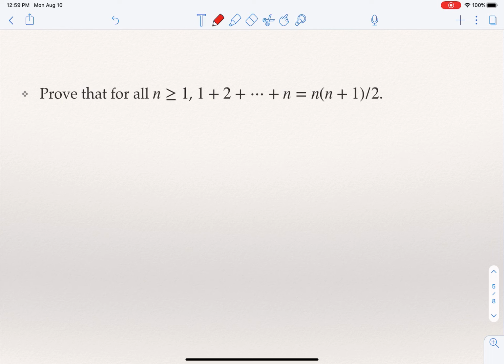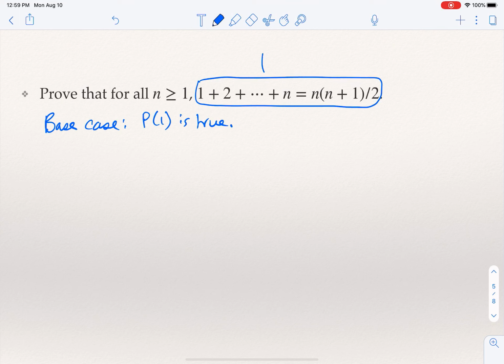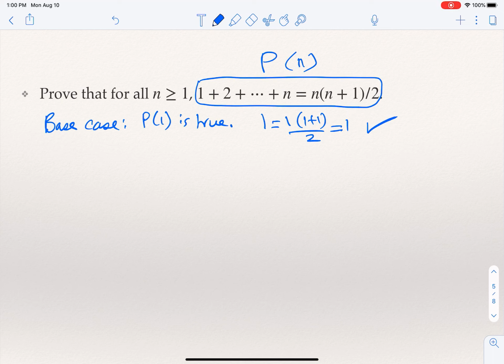Let's do a few examples of using mathematical induction. So here, for example, I want to show that for every n greater than or equal to 1, the sum of the n numbers 1, 2, 3, and so on equals n times n plus 1 over 2. So we look at the base case. The base case is that we want to show that P of 1 is true. What is P of n? This statement here, this is P of n. If we look at P of 1, we are saying 1 equals 1 times 1 plus 1 over 2, which is 1. So P of 1 is true. It's very easy to establish. If you plug in 1 on the left-hand side of the equality and 1 on the right-hand side, you get 1 equals 1.